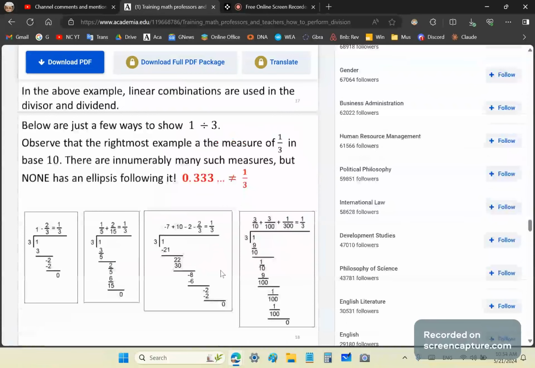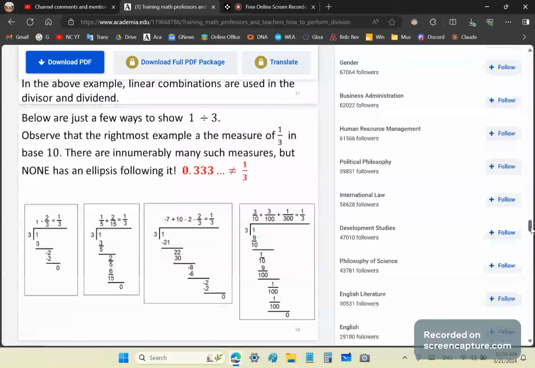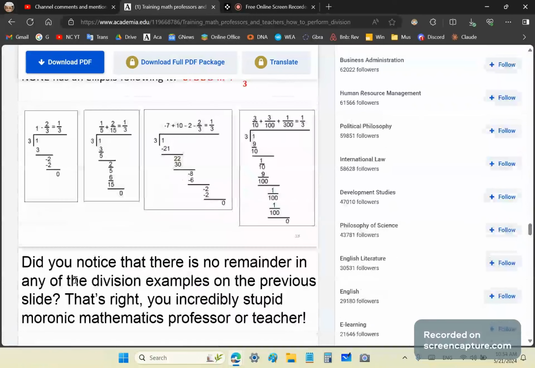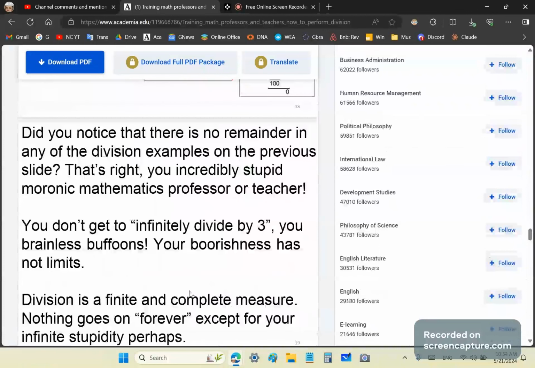Yes, it does shock you because you've never understood what division is. You don't even understand what a number is. So, did you notice there is no remainder in any of these division examples? There's a good reason for that. You don't get to infinitely divide by 3. There's no such thing.